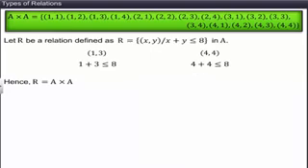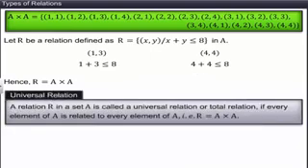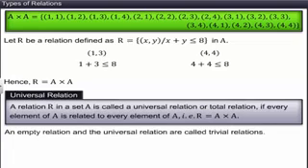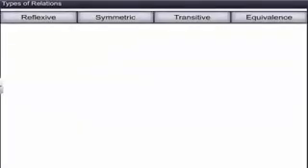Mathematically, a relation R in a set A is called a universal relation or total relation if every element of A is related to every element of A. That is, R is equal to A cross A. An empty relation and the universal relation are sometimes called trivial relations. There are 4 different types of relations. Let's first see when a relation is said to be reflexive.